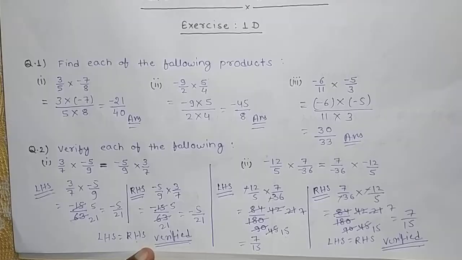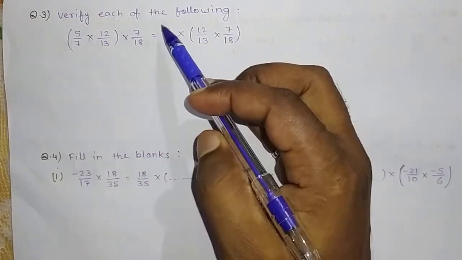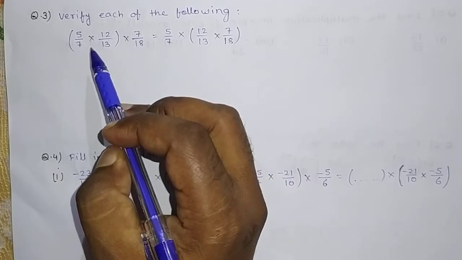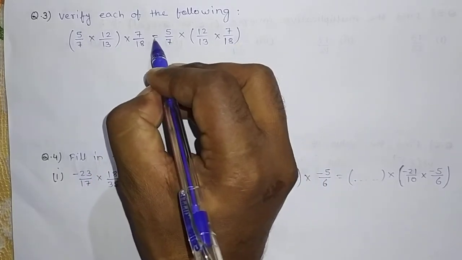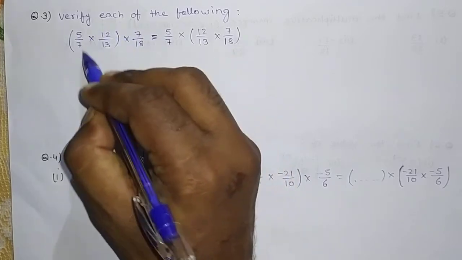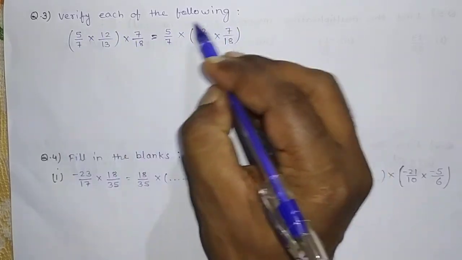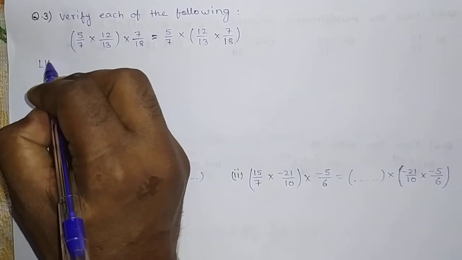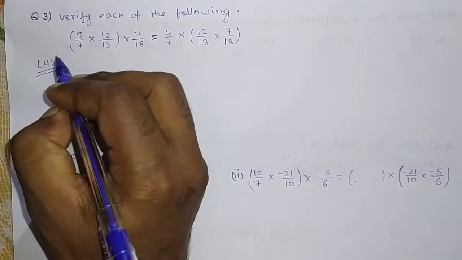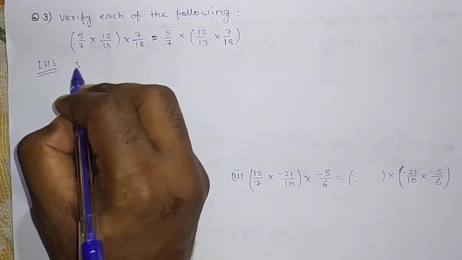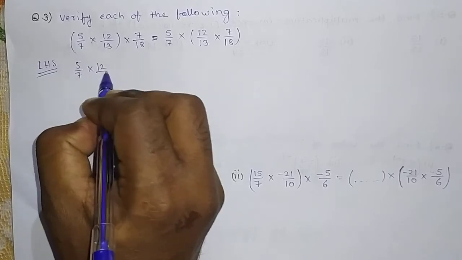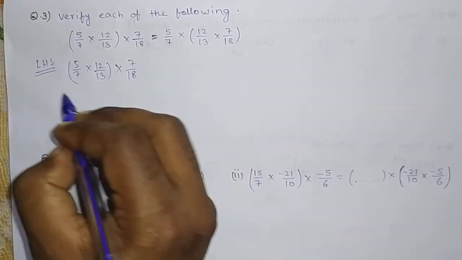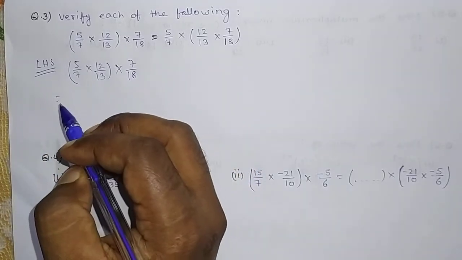Now question number 3. Verify each of the following. The next question is given here. This is equal sign and this part is LHS part, left hand side part, and this is RHS part, right hand side part. Now here we have to take first LHS part and solve it. So just write it, 5 by 7 multiply by 12 by 13 bracket close, 7 upon 18. Now solve it.